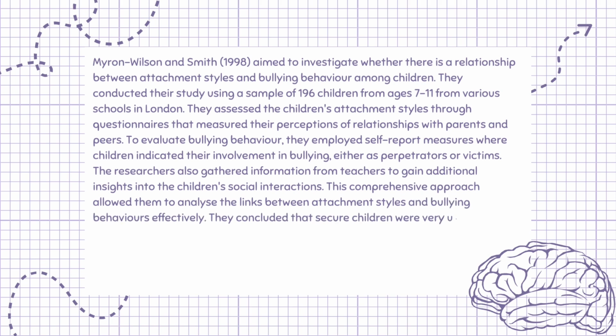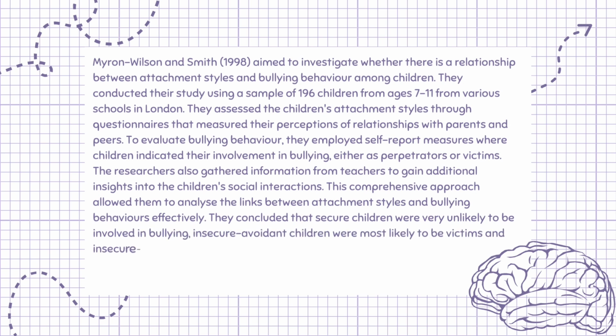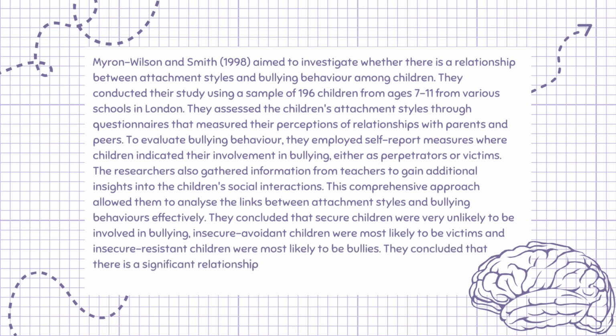They concluded that secure children were very unlikely to be involved in bullying, insecure avoidant children were most likely to be victims, and insecure resistant children were most likely to be bullies. They concluded that there is a significant relationship between attachment styles and bullying behavior in children.